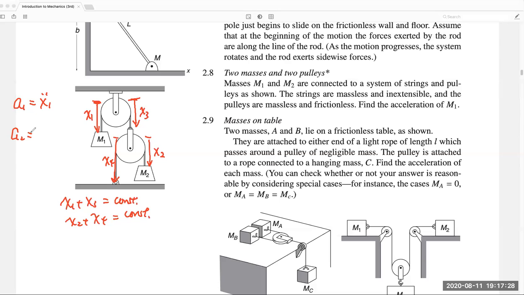Wait, x2 is actually 2x1, right? x2 is equal to 2x1. No, the lengths of the two strings are not equal or related together. But you can say that x3 plus x4 is constant.